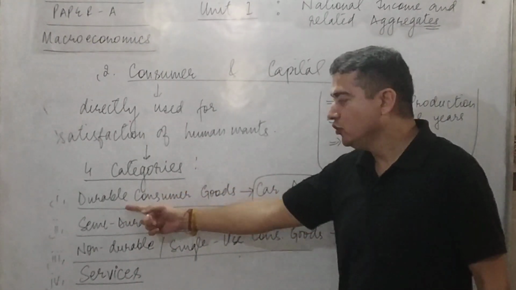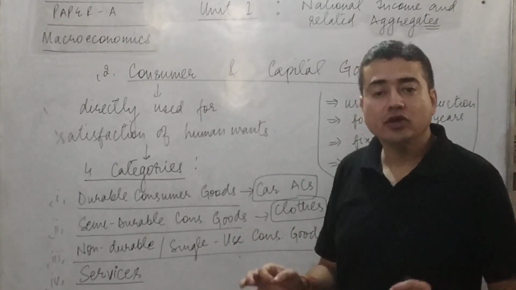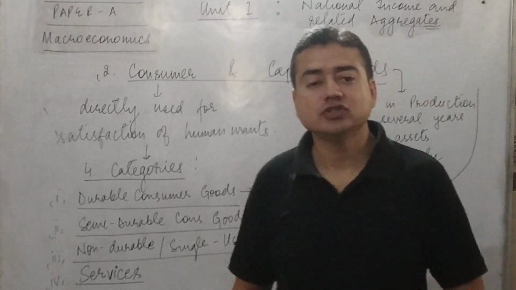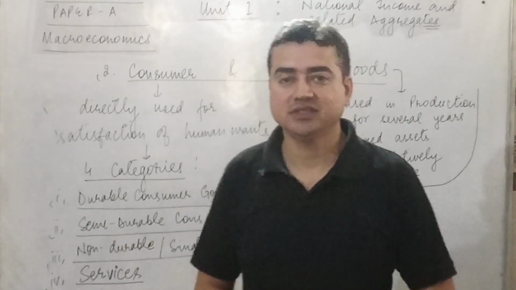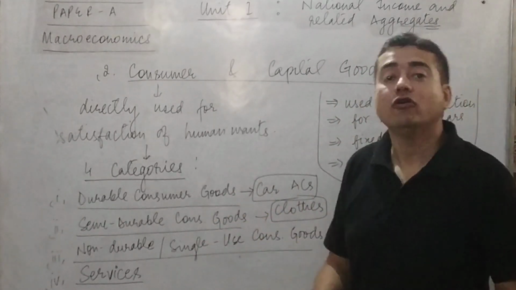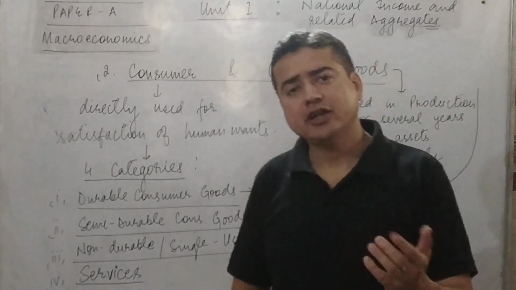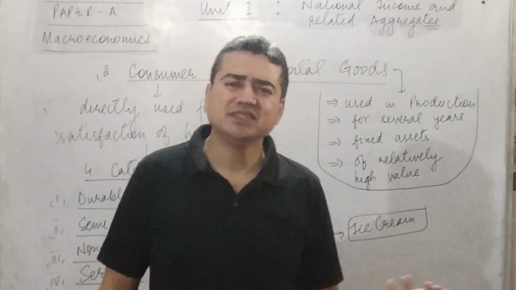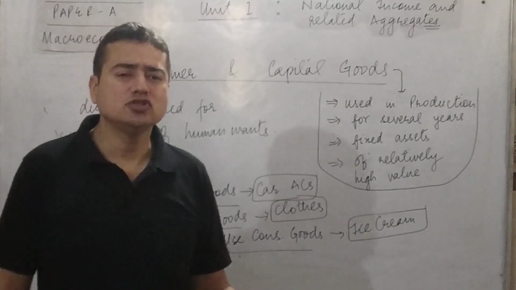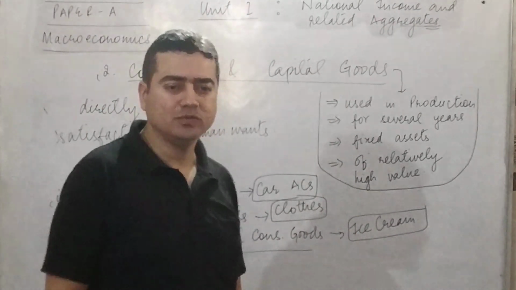Number one is durable consumer goods. Durable consumer goods are those goods which are used for several years and they are relatively of higher value. For example, all electronic items at your places, car, AC, refrigerator and so on. These are all durable consumer goods.